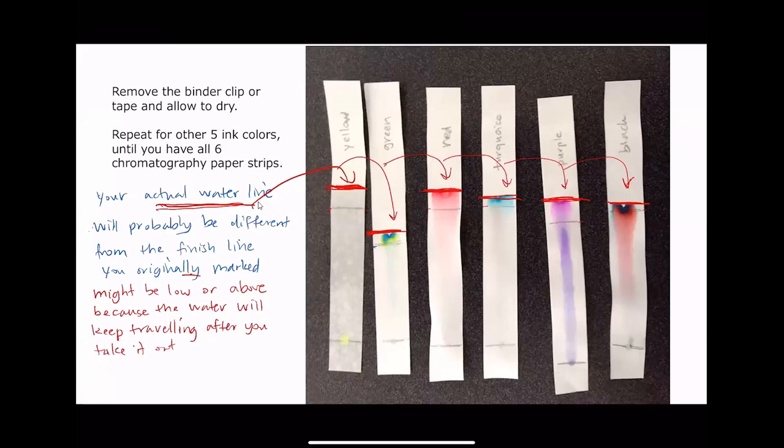Your actual water line, which are these red lines, is not the same for every one of my strips. The finish line is lower, because when I did these experiments, I waited until the water hit the finish line. And you can see the water travels a little bit after you take it out. So you can wait until it hits the finish line, or you can take it out a little bit early and then mark how far the water got to. But you will take a picture of all 6 when they're done.